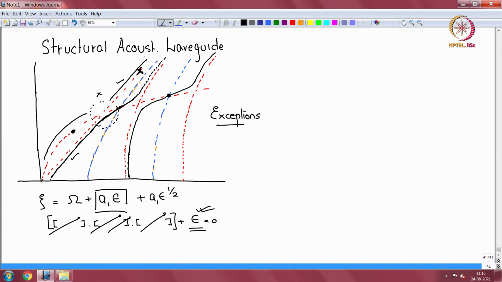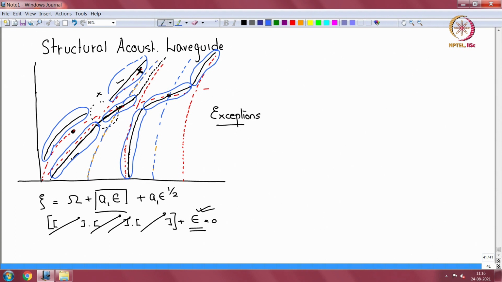So if I have to again pick, let's say, blue, this is the coupled acoustic plane wave, this is the coupled flexure, this is the coupled flexure, this is the coupled flexure, this is the coupled rigid duct cut-on first, and this is the coupled rigid duct cut-on second, and so forth.